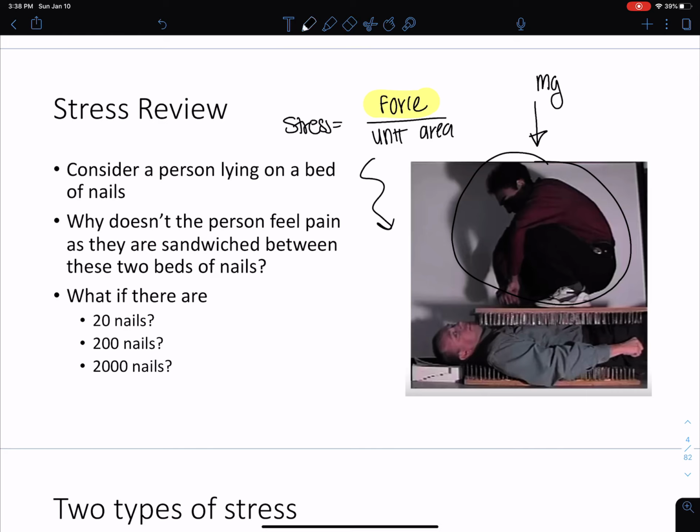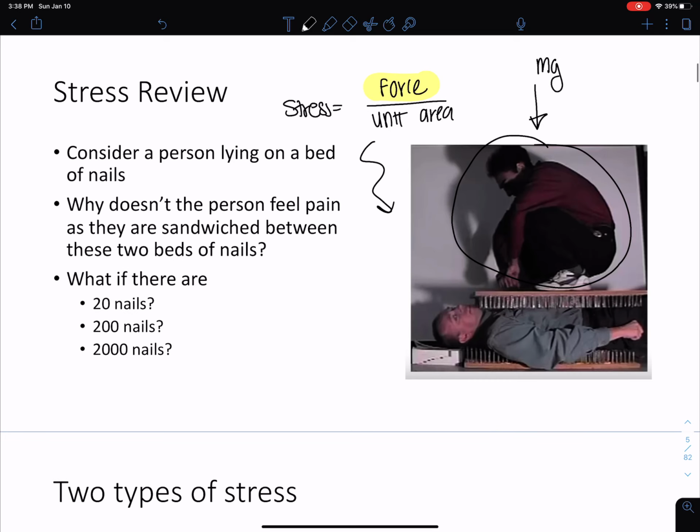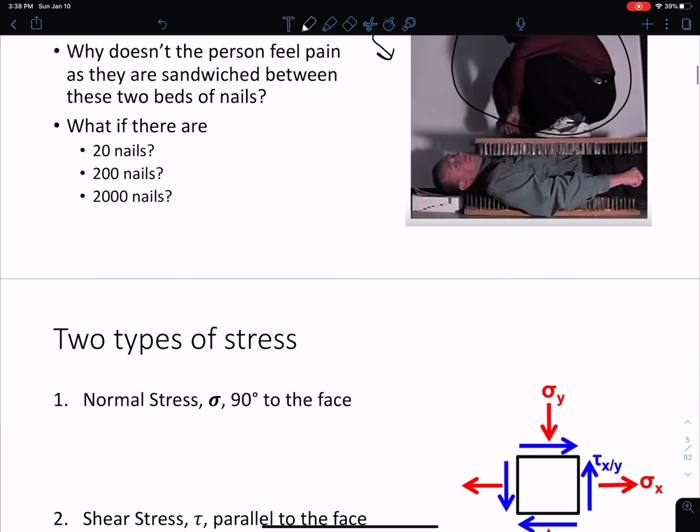But as you can see, when it comes to the structural integrity of a member, we aren't necessarily concerned with how big the force is. We're concerned with how that force is distributed throughout the member, because that is going to tell us if it's going to make or break the member, just like it's going to make or break this guy sitting in between the nails. Okay, that's the idea of what we're going to be doing in all of mechanics of materials.